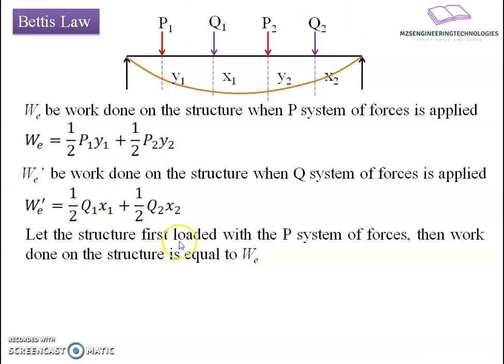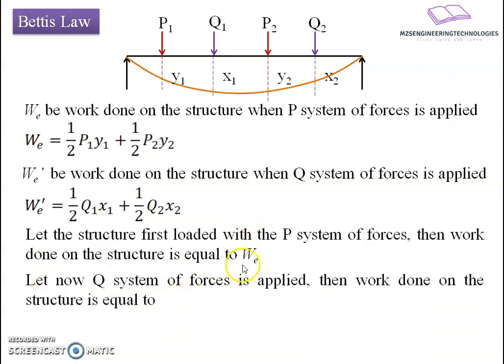Now let the structure first be loaded with the P system of forces. Then the work done by the structure is equal to W, meaning only the single P system is applied here. Now let the Q system of forces be applied. Then the member will be subjected to additional distortion caused by the Q system of forces, and that distortion is x1 and x2.